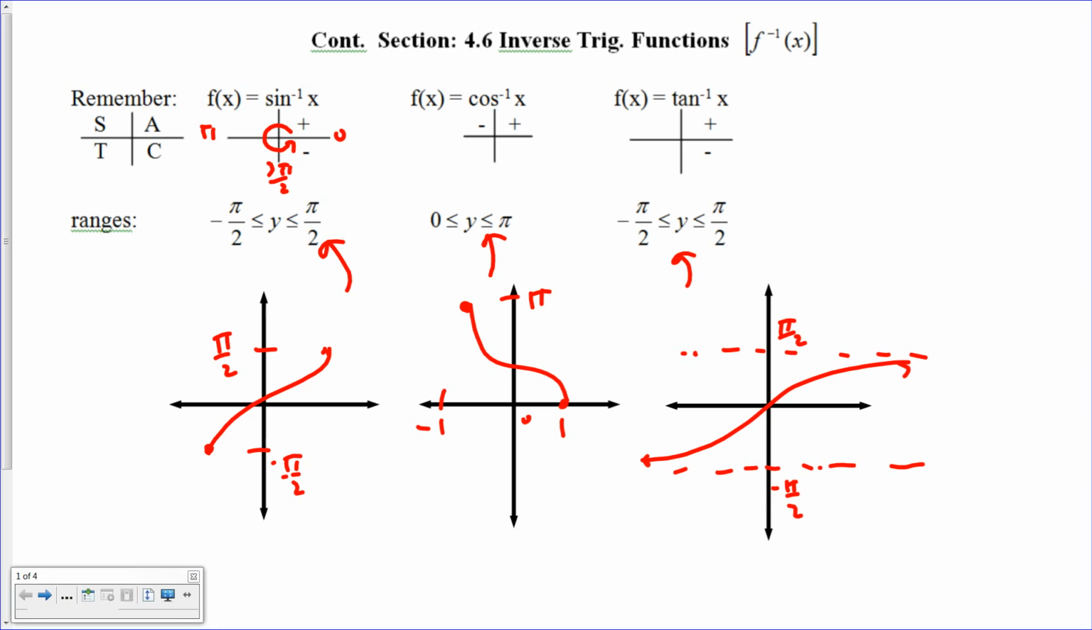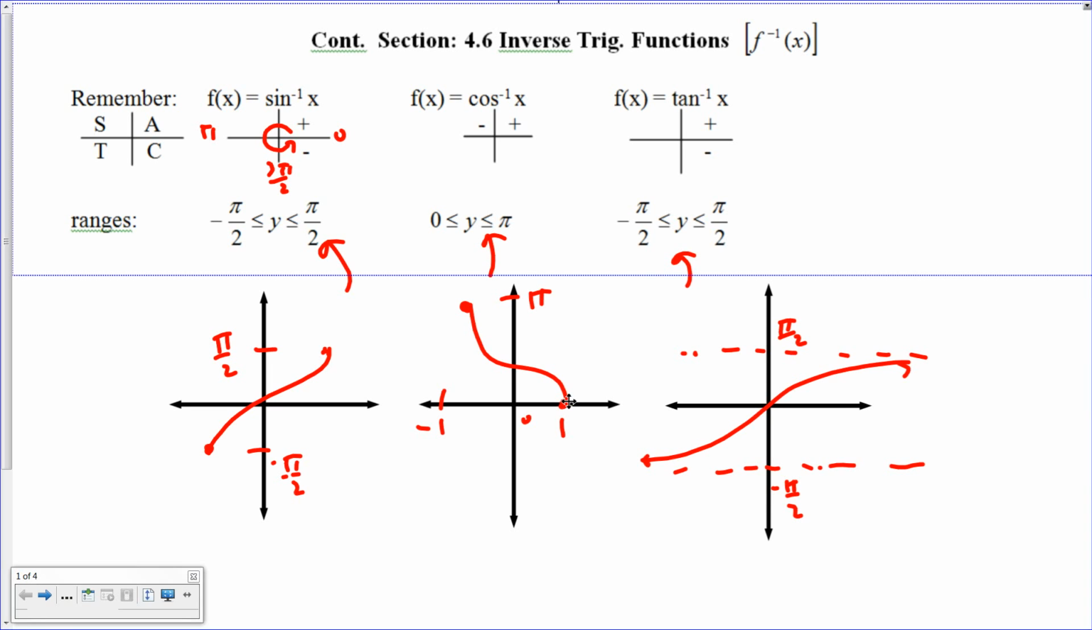Cosine, 0 to pi, that's the first and the second. Tangent, and these are inverses, negative pi over 2 to positive pi over 2, that's the first and the fourth quadrants. So all of my angles are going to be contained in those quadrants per the inverse function. I have to know which quadrants are defined as so I can put in the right answer.